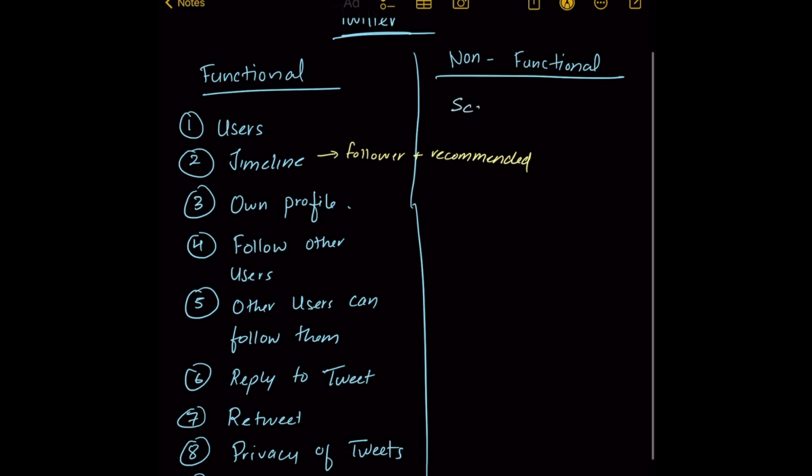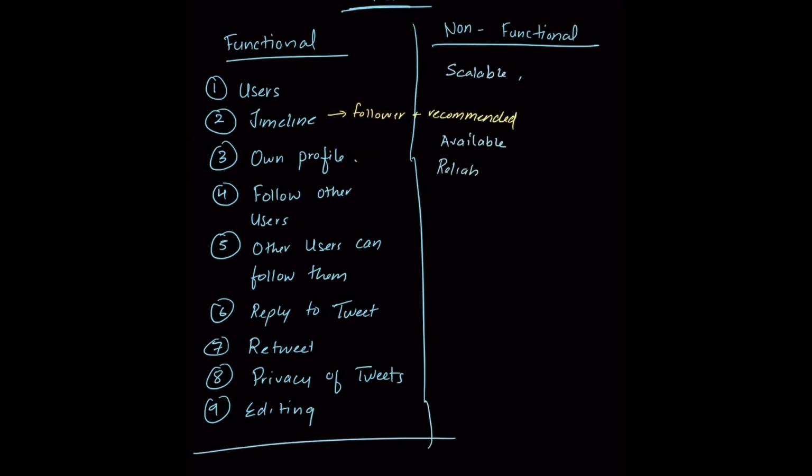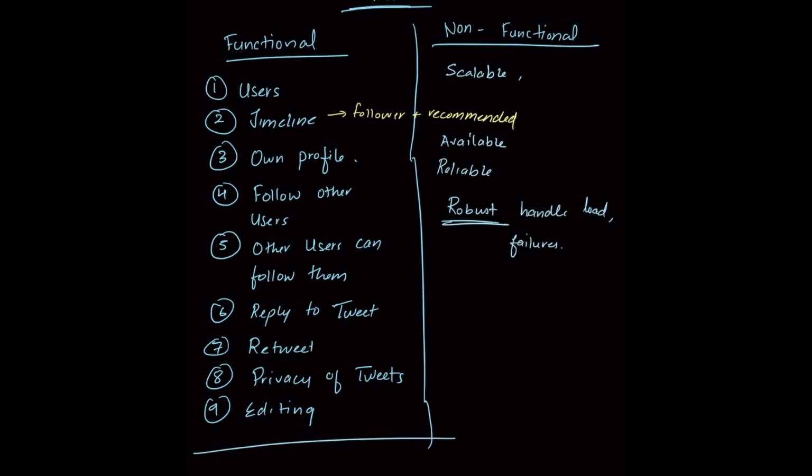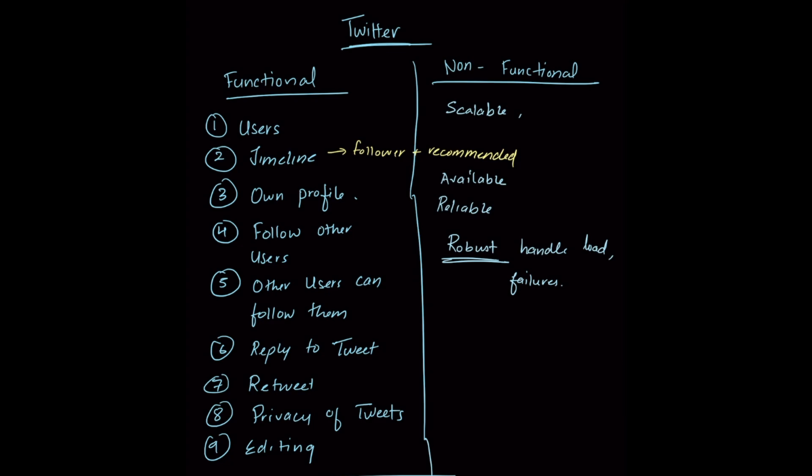So for the non-functional requirements, it should be scalable, available, and reliable. I feel like this is the same in all the questions. We want to design robust systems, okay, which can handle load and failures. Although this is not a very critical system, so we can have some leeway on the concurrency issues, but in a gist, this is what we are thinking about.